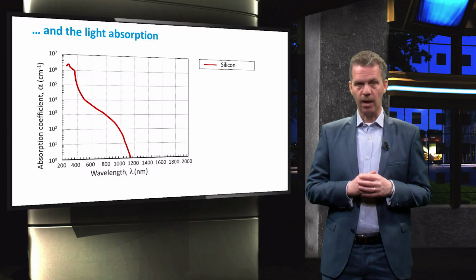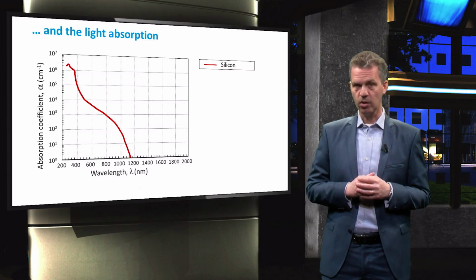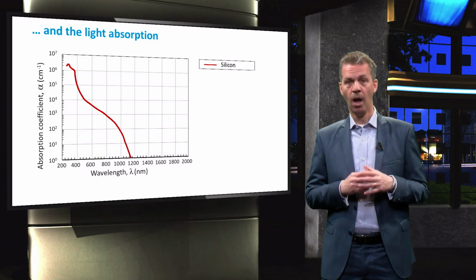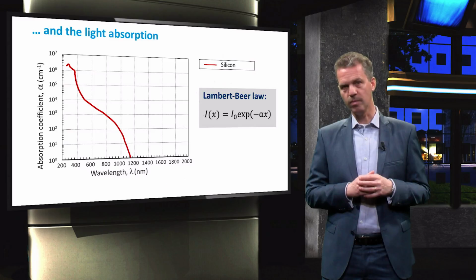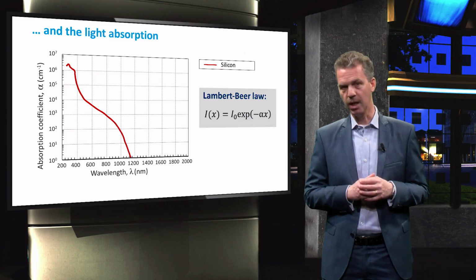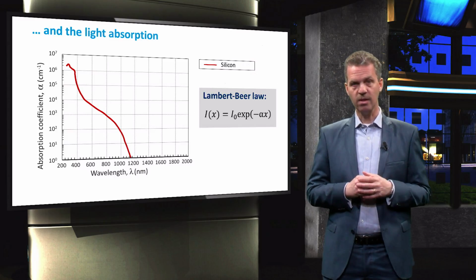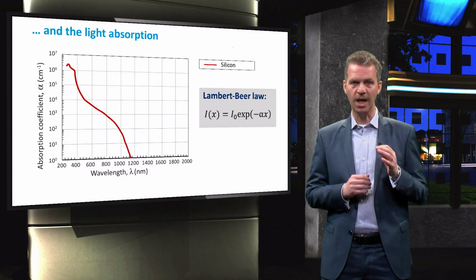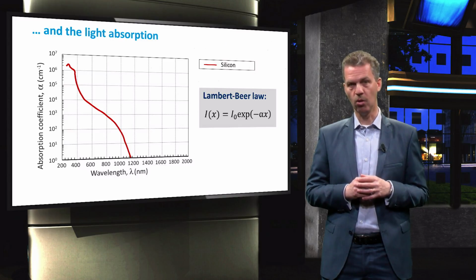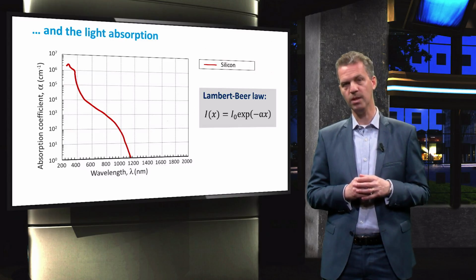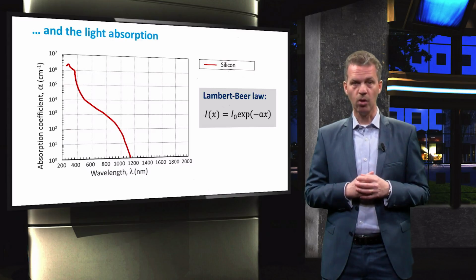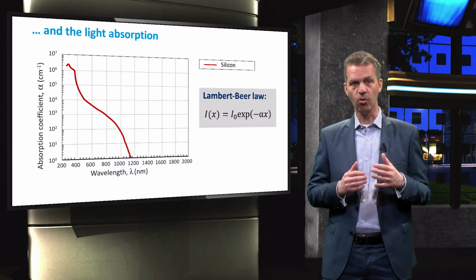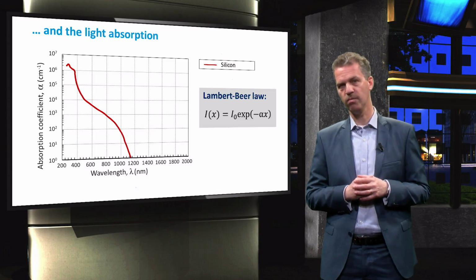The indirect band gap of silicon thus has a consequence for the absorption coefficient of this material, as displayed in this slide. The attenuation of light in a material is described by the Lambert-Beer law. It relates the intensity of light at a distance x from the surface of the material to the incident intensity I0 for a given absorption coefficient alpha. A low absorption coefficient requires more material, i.e. a thicker layer, to absorb a larger fraction of the incident photons.